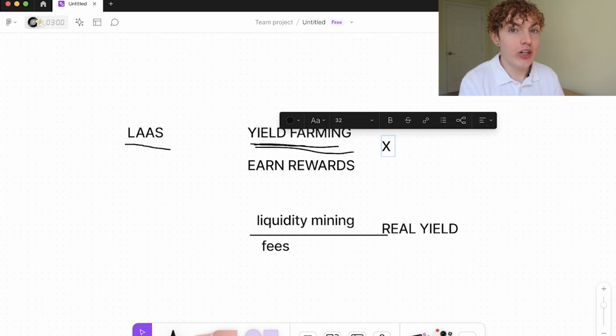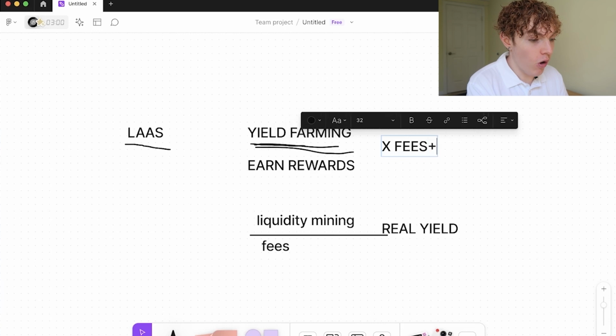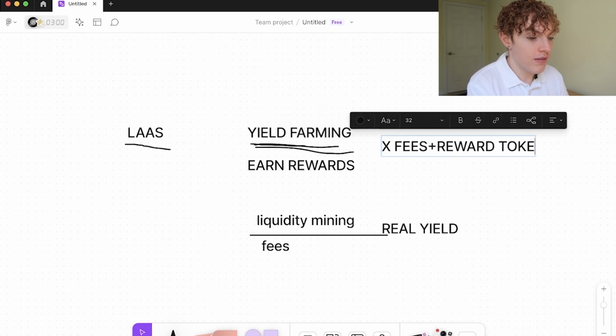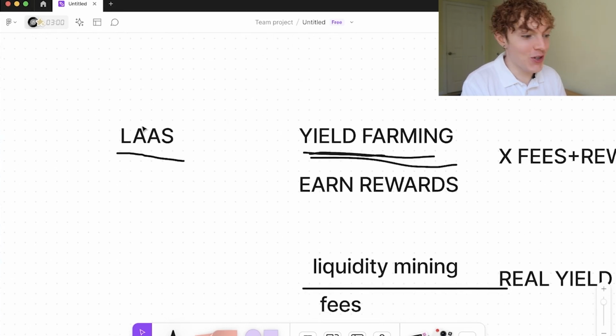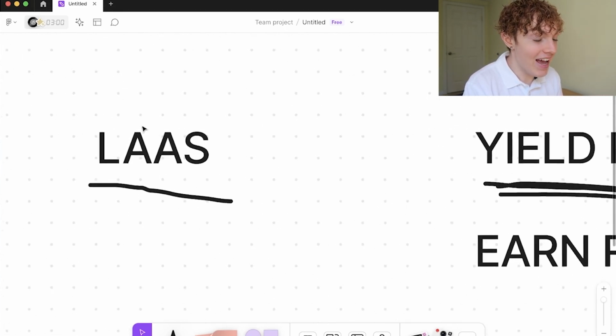The cool thing is it could include real yield. So for example, if you start getting the fees here, and then you also start getting reward tokens, it works out really well. That would be yield farming still, and also liquidity mining, and would still be real yield. As you can see, there's a ton of different possibilities here, but I just want to focus on liquidity as a service today. Because liquidity as a service is when you're providing liquidity as a service.